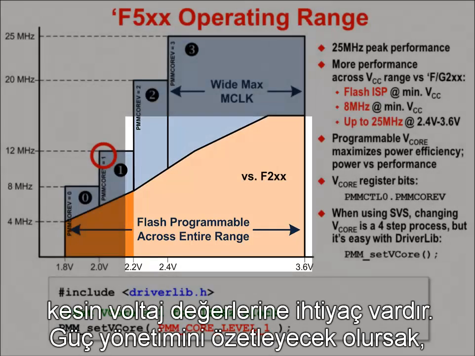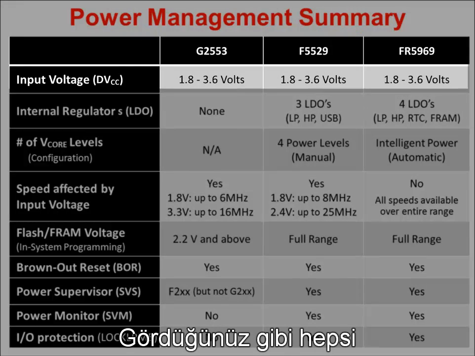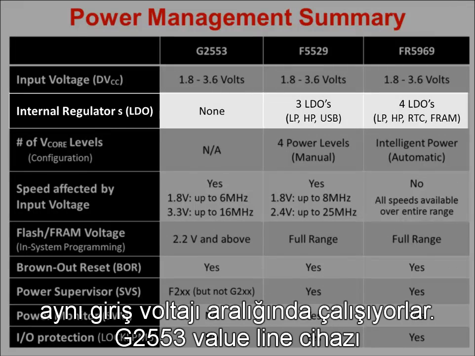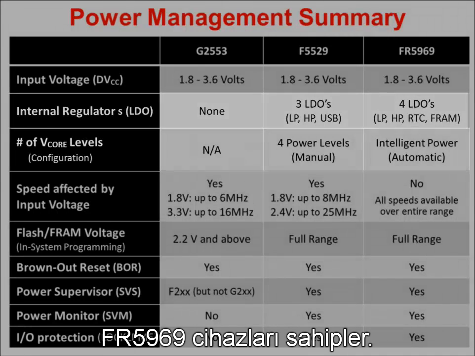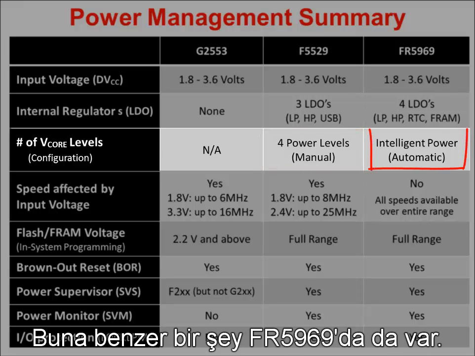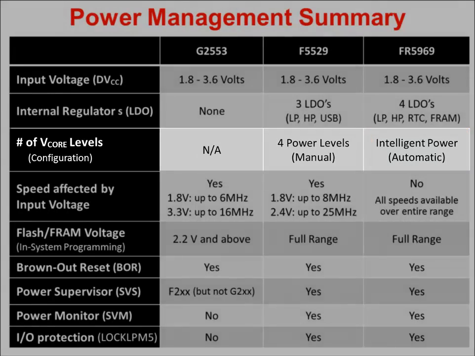To summarize the power management, here's a chart looking at the 3 devices we've been examining so far in this class. You can see that they all run in the same input voltage range. The value line devices do not have low dropout voltage regulators, but the 5529 and the FR5969 devices do. The 5529 has those 4 power voltage levels that we just talked about. Those types of things exist on the FR5969, but it's done intelligently. We don't have to manually change those power settings ourselves.